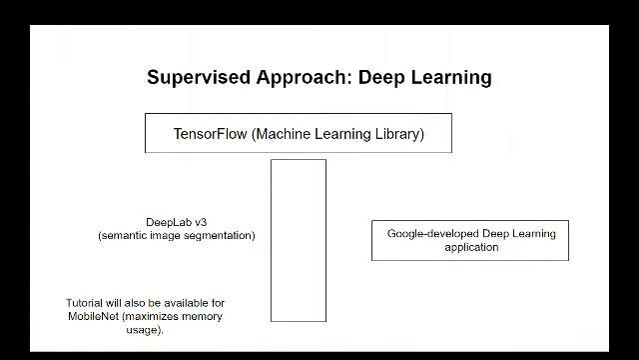And so in our supervised approach, we use deep learning. We kind of went right for the jugular and used deep learning, which, the reason I say jugular is because it's a very advanced technique, and it's also something that sometimes is too powerful for some problems. But we use TensorFlow, which is a machine learning library developed by Google. Specifically, the images I'll show you are being analyzed using DeepLab version 3, which is a form of semantic image segmentation, which is basically image segmentation using labels that have some meaning to them.